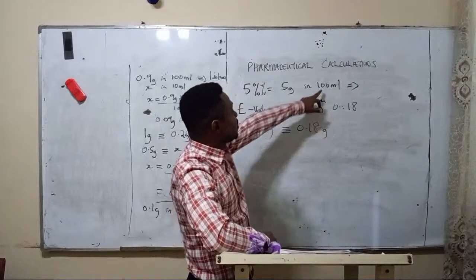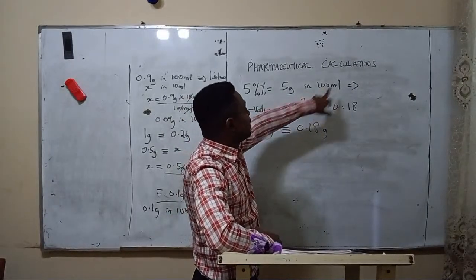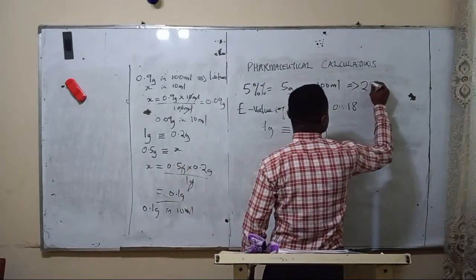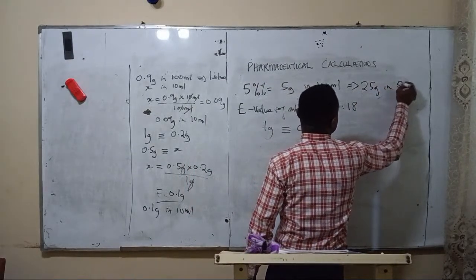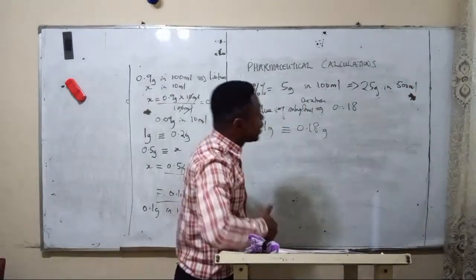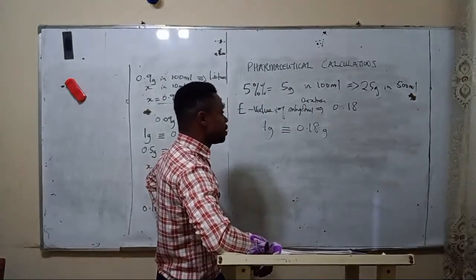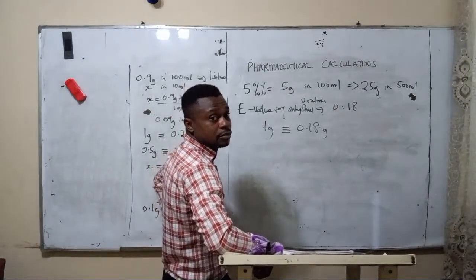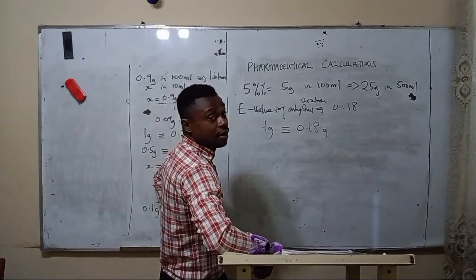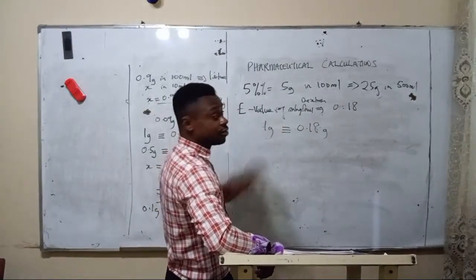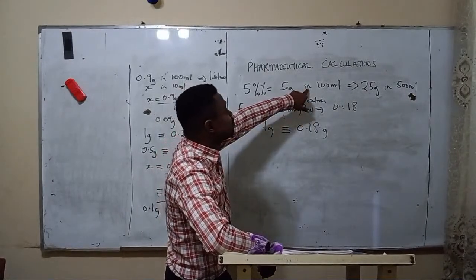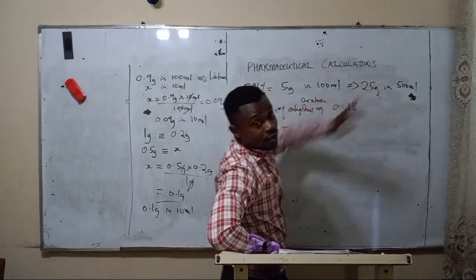So if you multiply this by 5, we have what? 25 grams in what? 500 ml. That is the meaning. The infusion comes as 500 ml. If 5% weight in volume means 5 grams in 100 ml, then we have 25 grams in 500 ml.